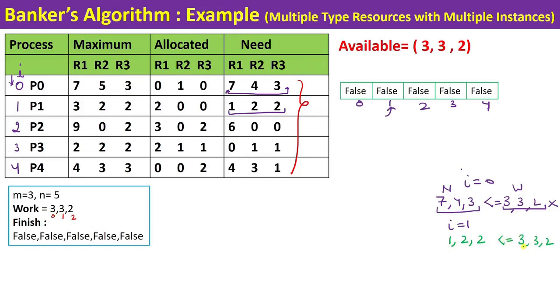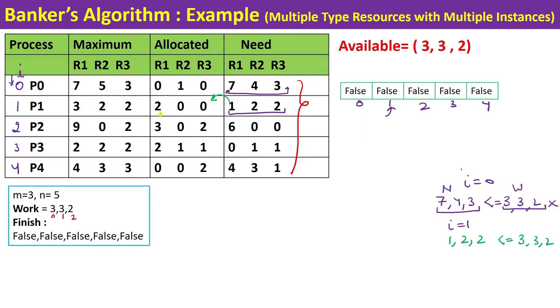So 1 is lesser than 3. 2 is less than this 3. Yes. 2 is less than or equal to 2. Yes, 2 is equal to 2. So that means need is less than or equal to work. This condition is true, so both the conditions are satisfied. So we will grant the request. Granting the request means this request will be fulfilled, so this 1, 2, 2 will be given to the P1 process.